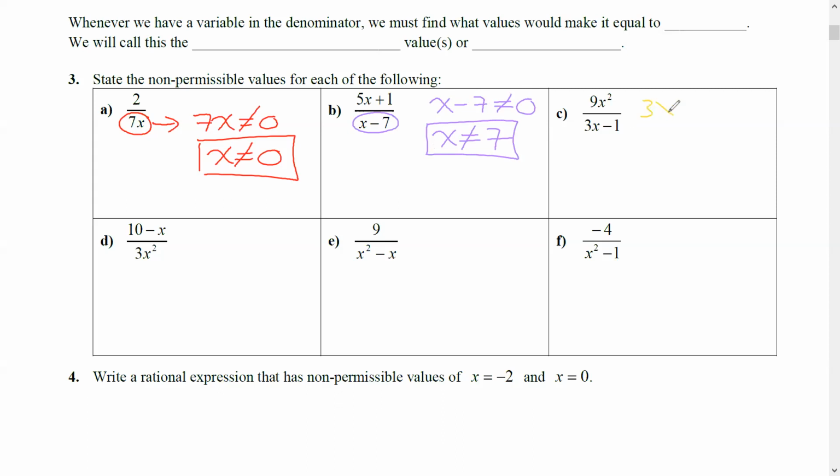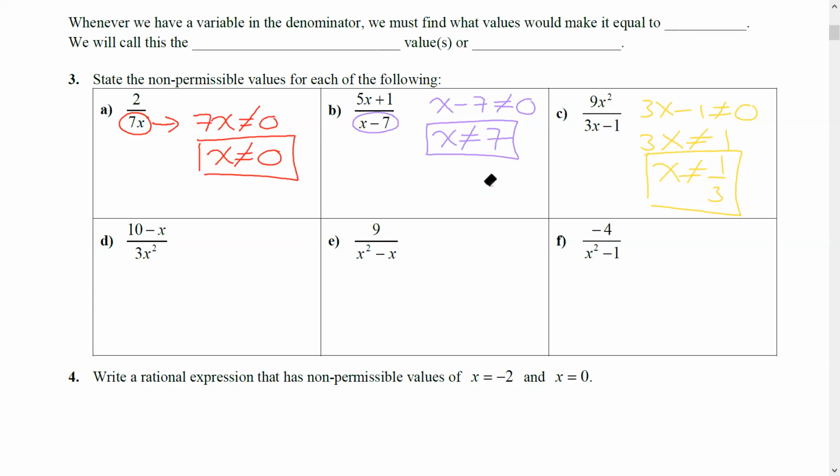Next one. X can't be 0. Isolate, so I'm going to add 1 to both sides, and I'm going to divide by 3. There it is. Okay, do you notice on B and C, x can actually be 0? A lot of students struggle with this at first. They immediately always say x can't be 0, which is very wrong.